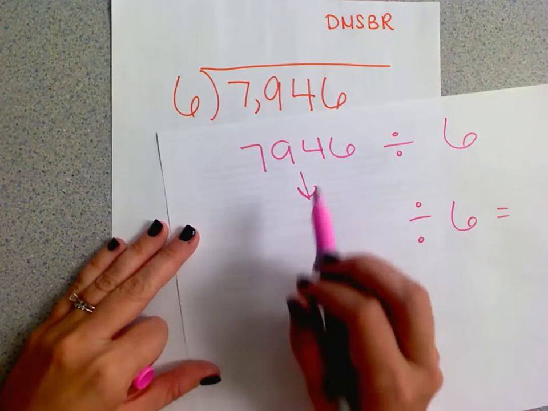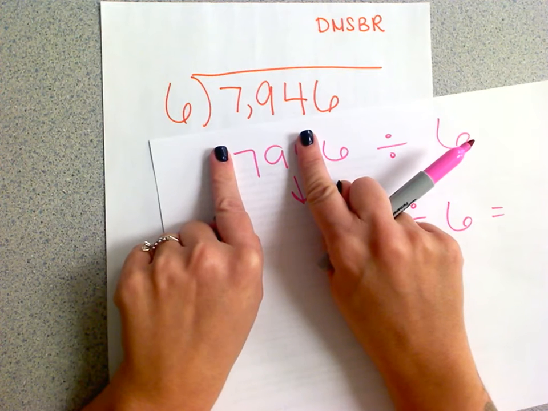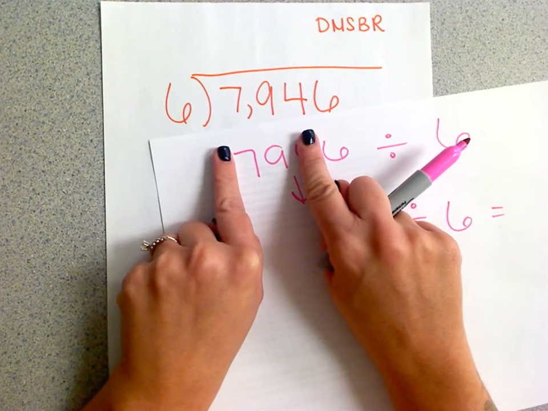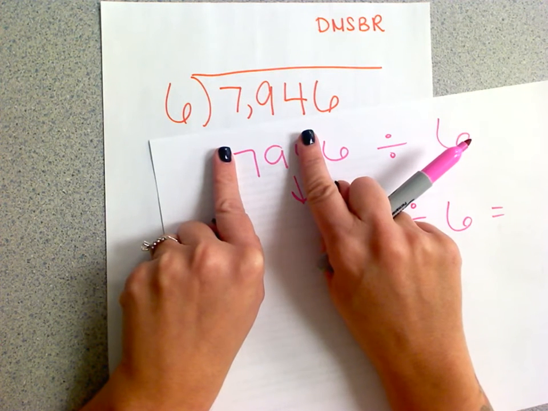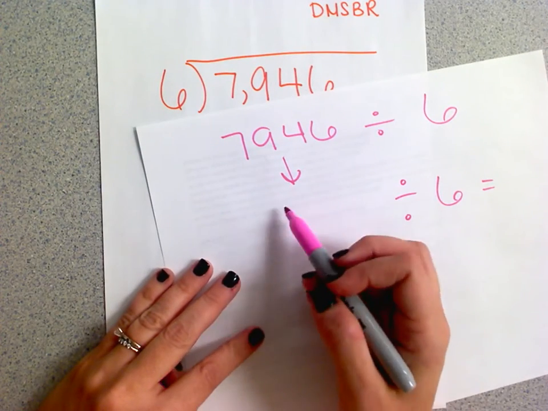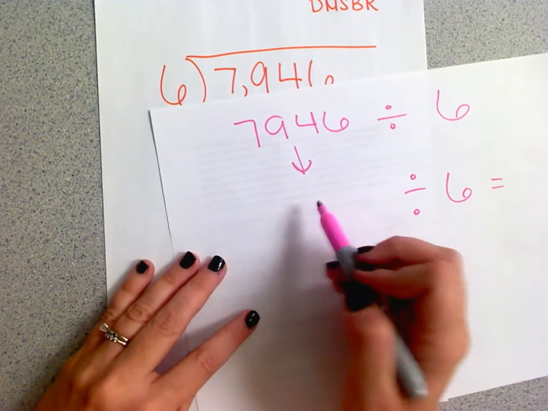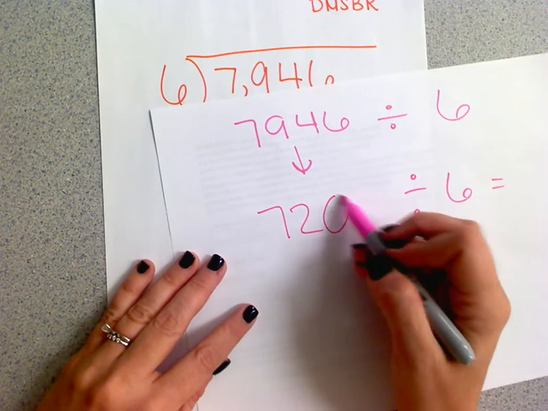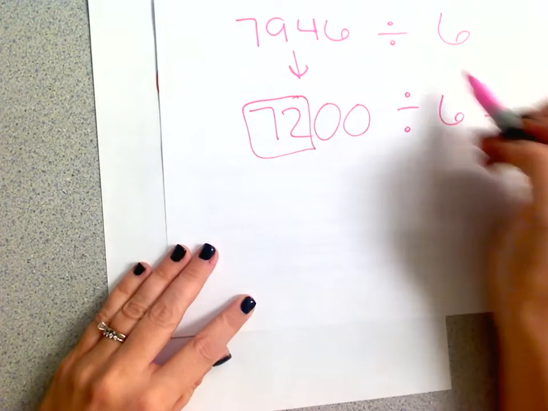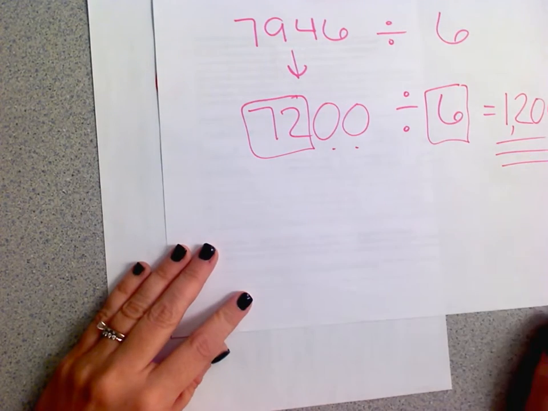When I look at 7,946, I'm really just looking at the first 2 digits, 79, thinking what times 6 gets me close to 79? 6 times 12 is 72, right? 72 is the closest I'm going to get, probably 78. 6 times 13 is 78. But let's just do 72 because we know up to our 12 times tables. Basic fact, 72 divided by 6 is 12, 2 zeros to bring over. So I know my answer should be somewhere around 1,200.